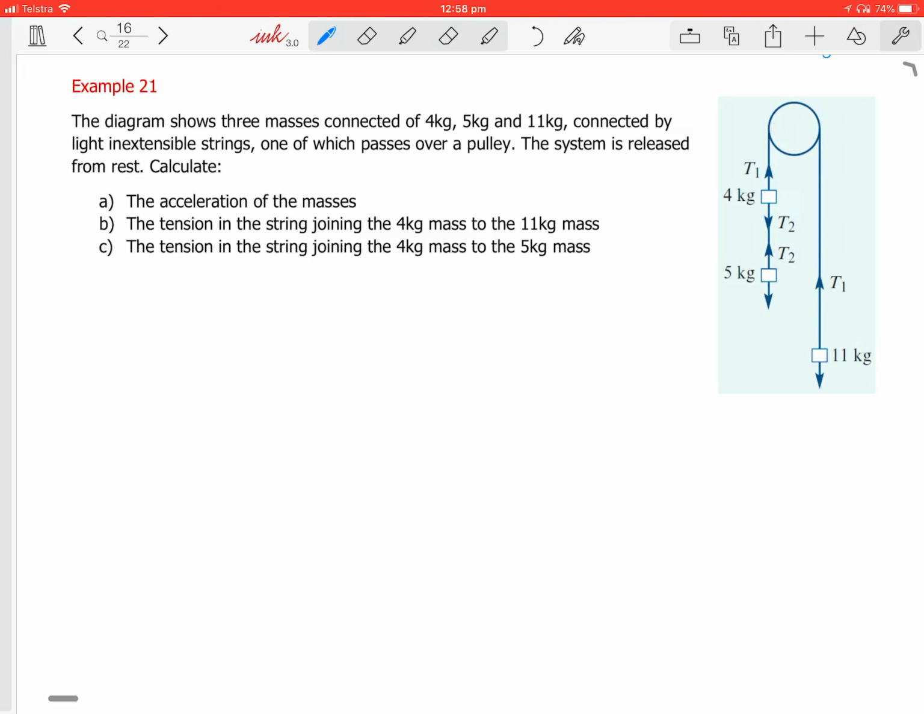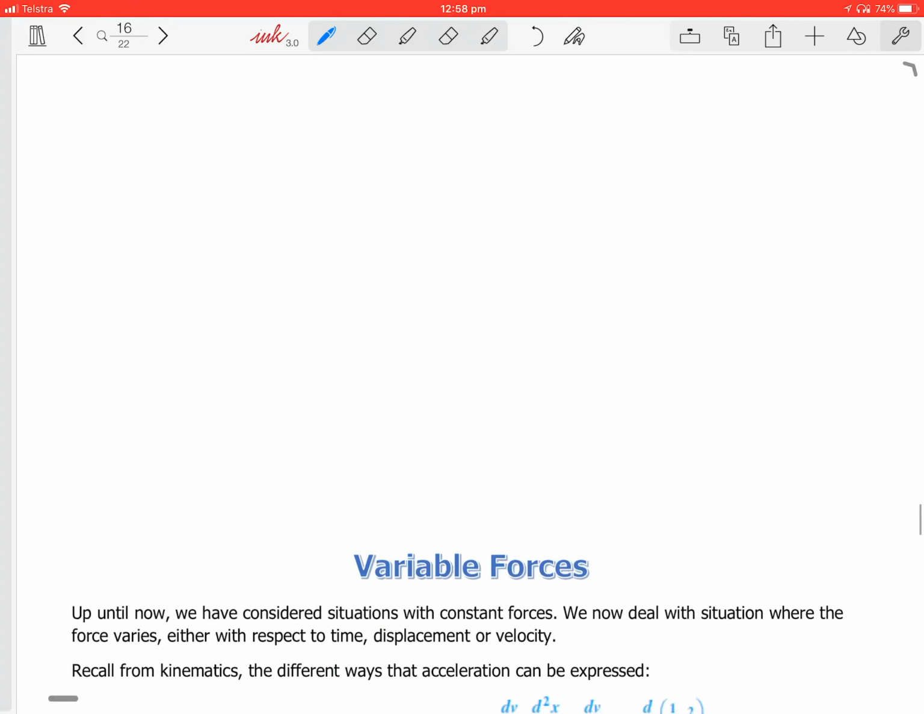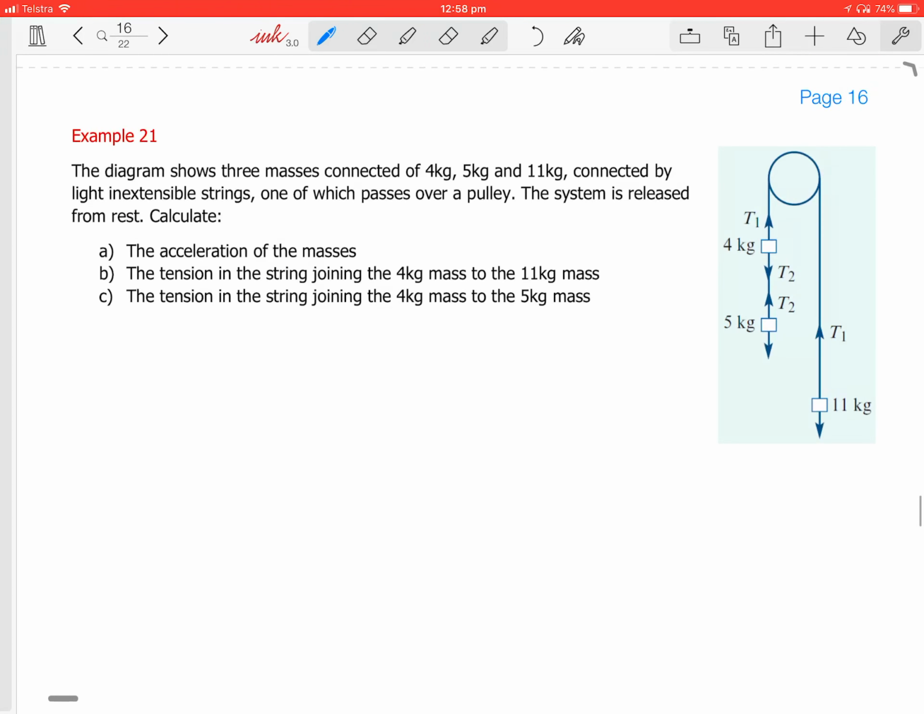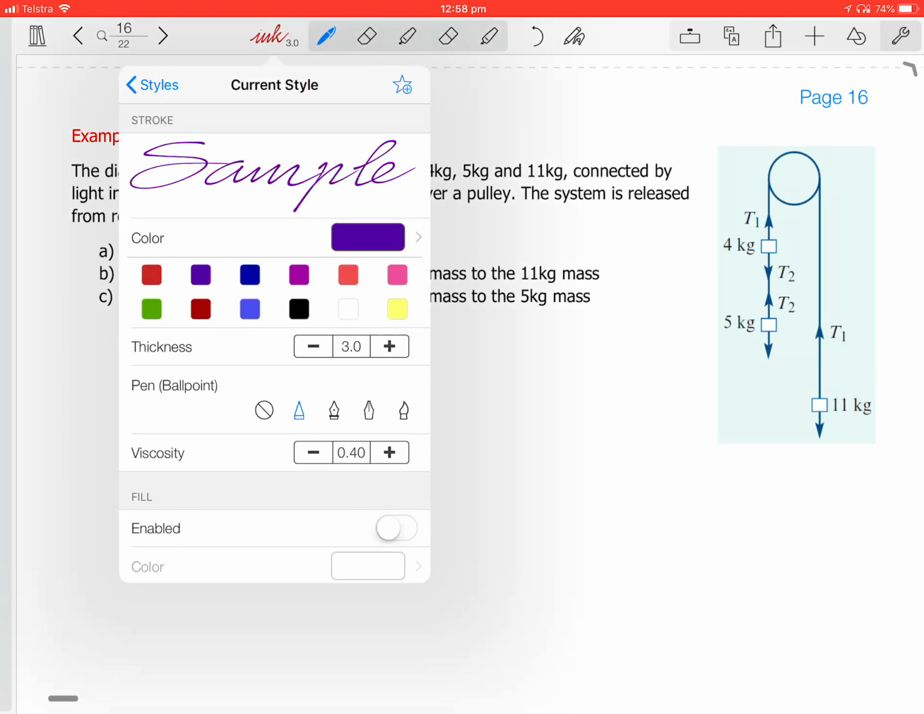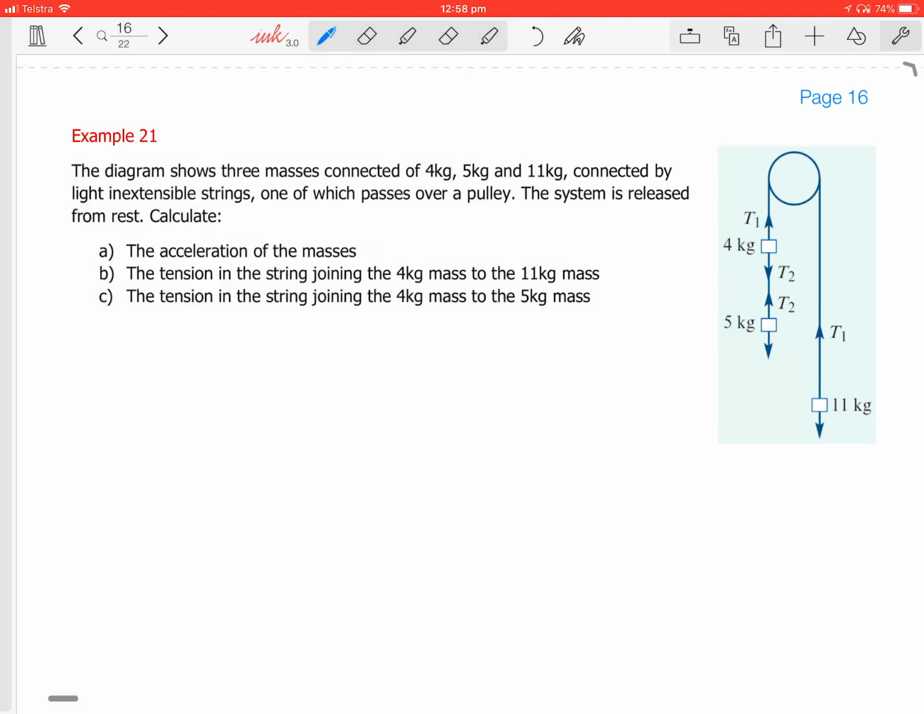Okay, this one looks like fun. So, let's look at each thing individually. The diagram shows 3 masses connected, 4 kilos, 5 kilos, 11 kilos, connected by a light inextensible string, one of which passes over the pulley. The system is released from rest. Calculate the acceleration of the masses.